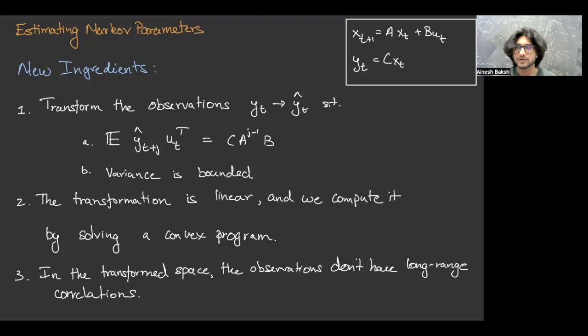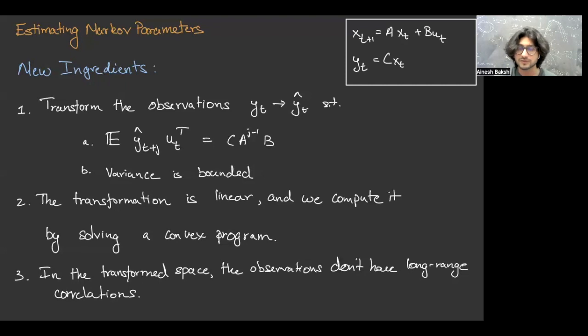The new ingredients that we introduced in this work involve transforming the observations y sub t's to hat y sub t's such that the following properties hold. The expectation of the cross covariance of the new observations is still C times A to the j minus 1 times B, and the variance of this estimator is still bounded.